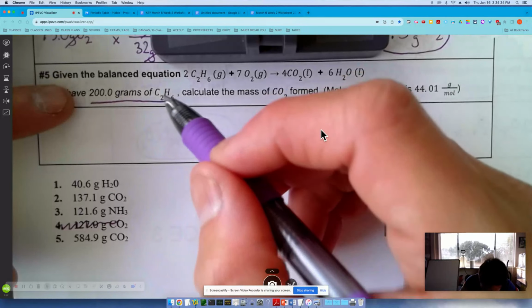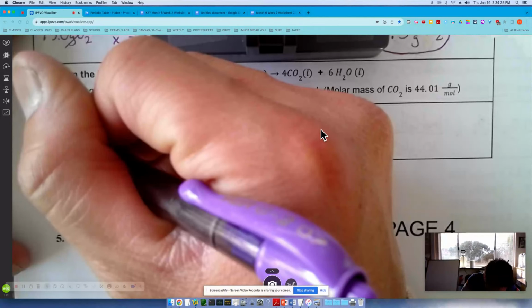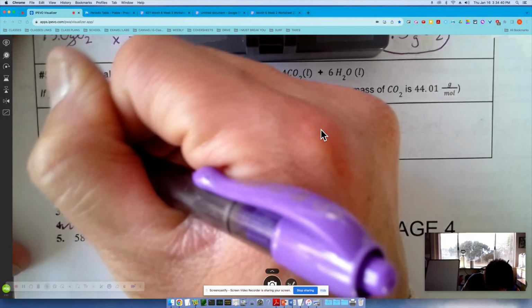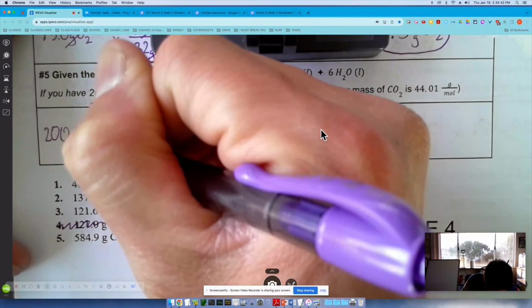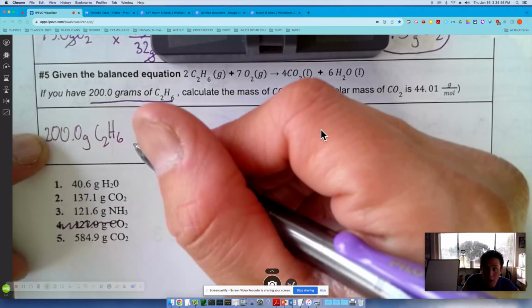I have 200 grams of C2H6, nothing else. I don't have any other gram value or anything else numerically. That's what I'm going to start with: 200.0 grams of C2H6. That's where I begin my calculations.